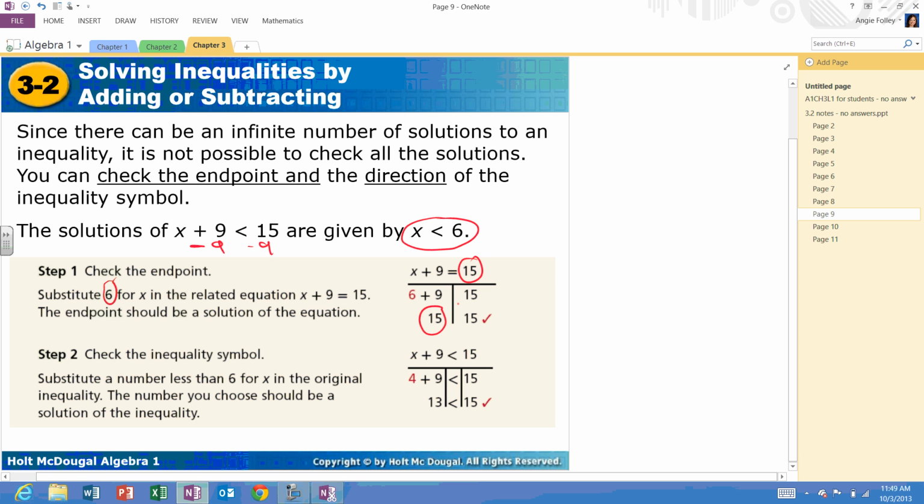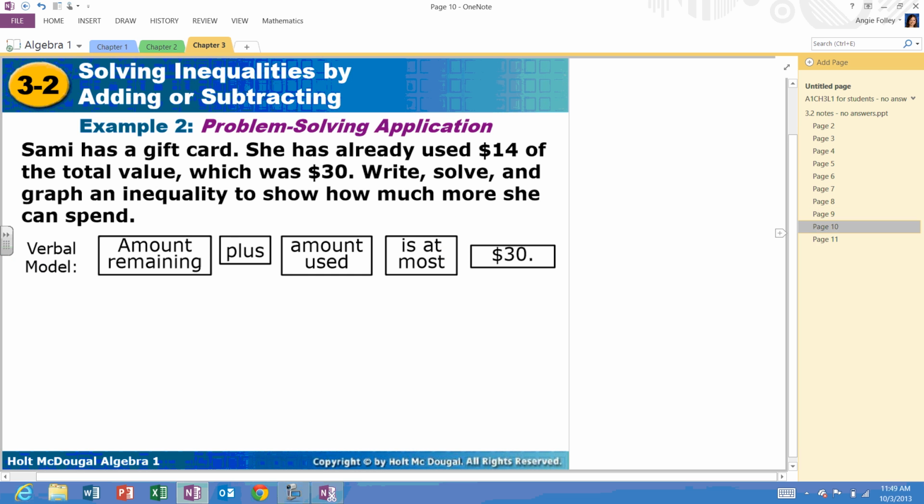All right, the other way to check is for the inequality symbol, okay, so this was to check for the endpoint. So that's why we use an equal sign there. We changed it. Now we're going to check for the inequality. You can substitute any number in for x that is less than 6. So they just picked 4, and they just plugged it in. And after they solved 4 plus 9, they got 13. And so they're showing you that 13 is indeed less than 15. So that is okay. And that's really the only way to check your solution.